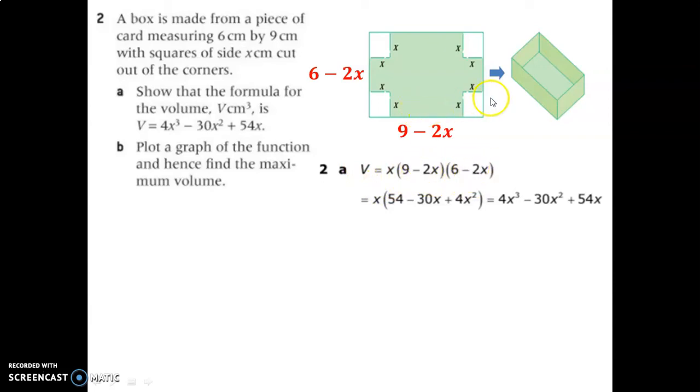We're multiplying this side, this side, and the height. And now we know this, and the x is our height here. So that's our volume. All right, now plot a graph and hence find the maximum volume.